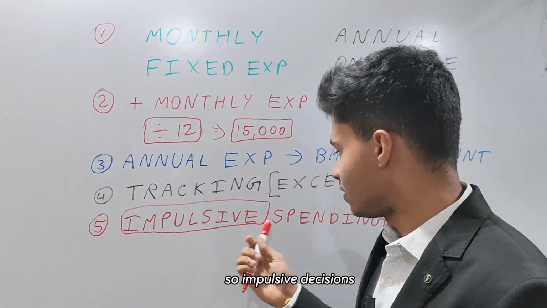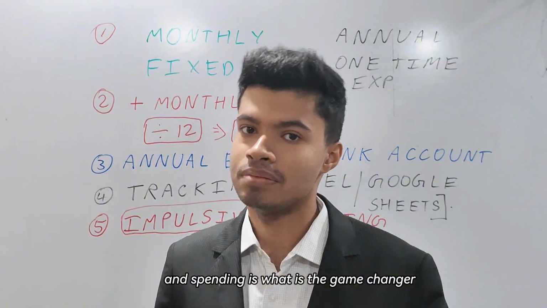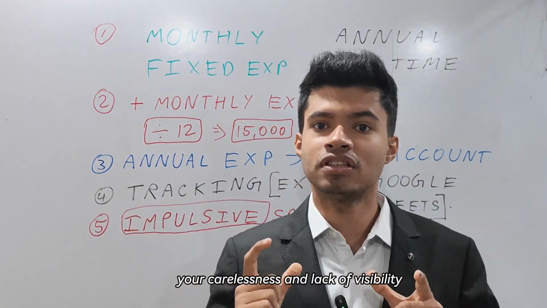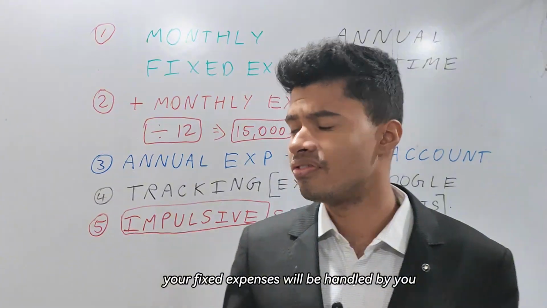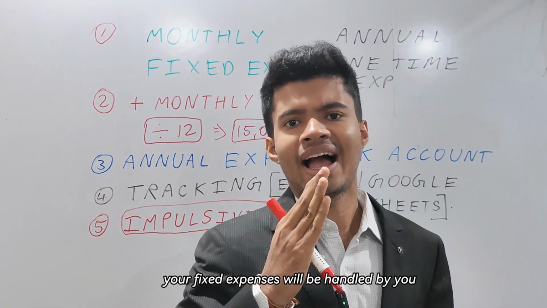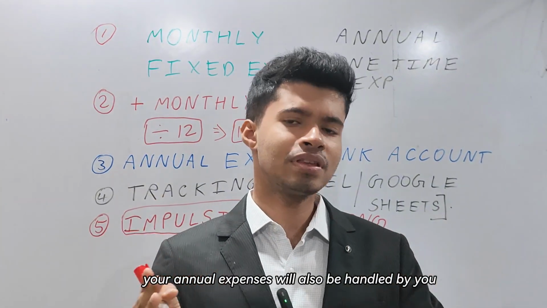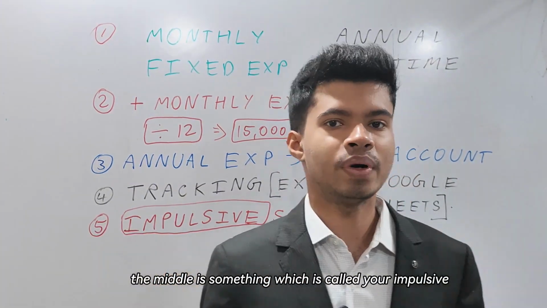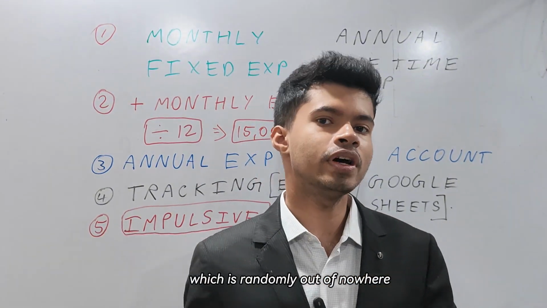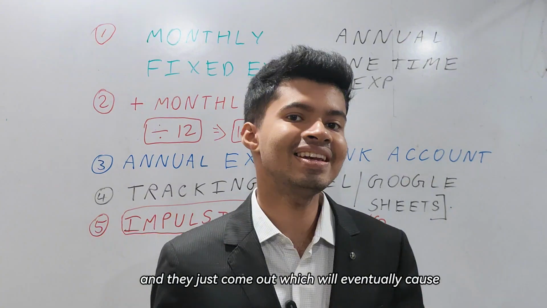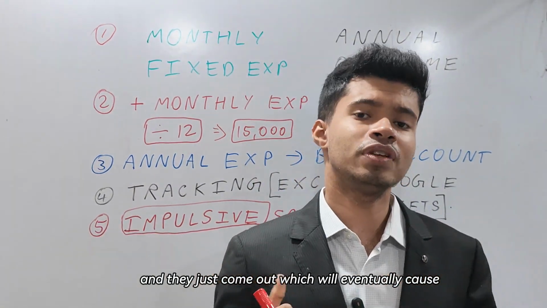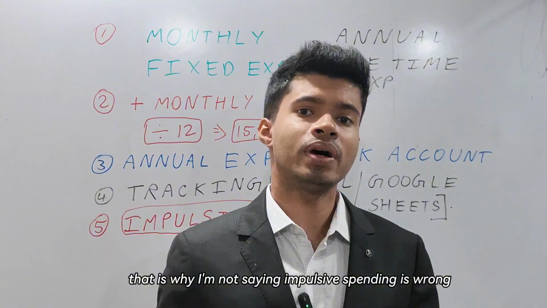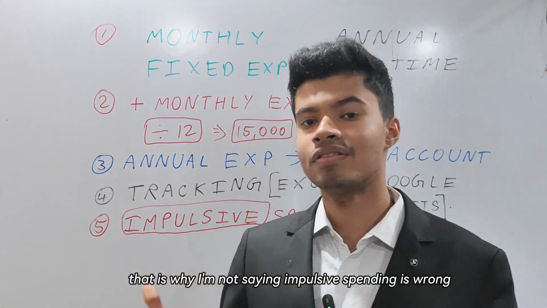So, impulsive decisions and spending are the game changer when it comes to your carelessness and lack of visibility, which causes the problem. Now, as I mentioned, your fixed expenses will be handled by you, your annual expenses will also be handled by you. The middle is something called your impulsive spending, which comes randomly, out of nowhere. You have not planned for these expenses and they just come out, which will eventually cause your money to go at a rapid pace. That is why I'm not saying impulsive spending is wrong.